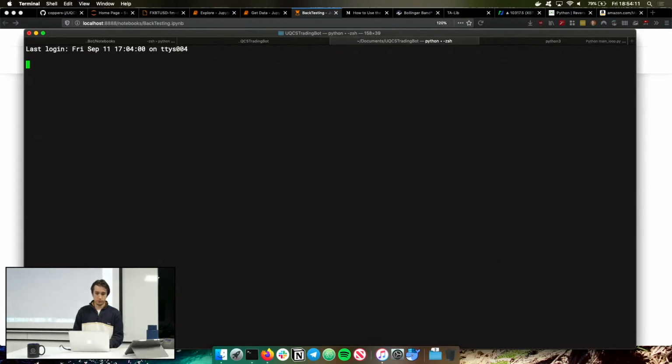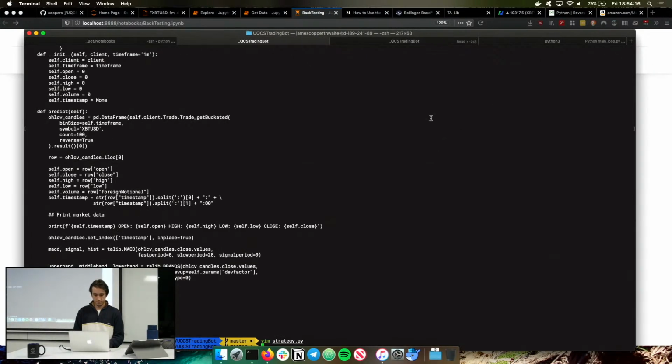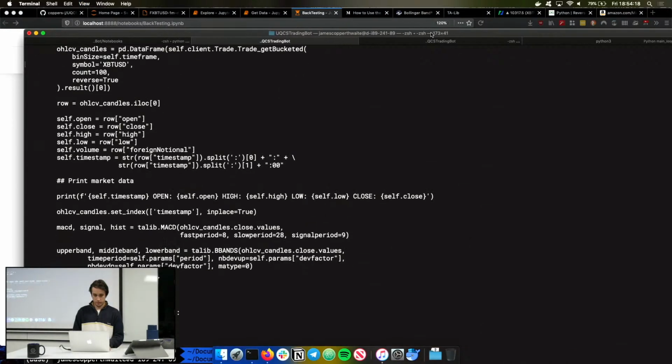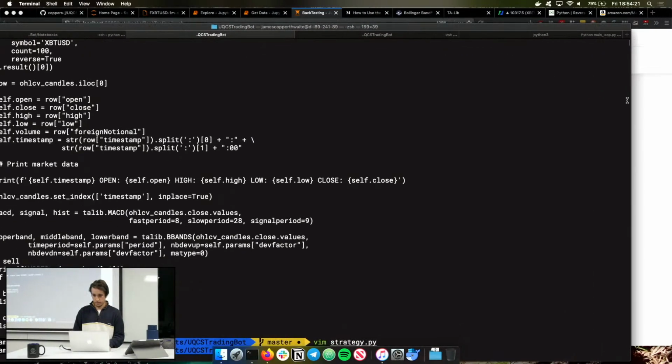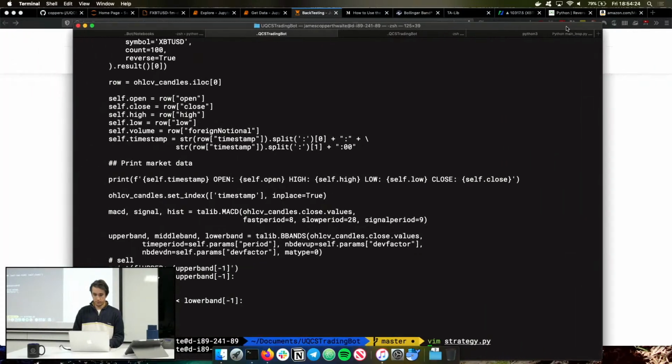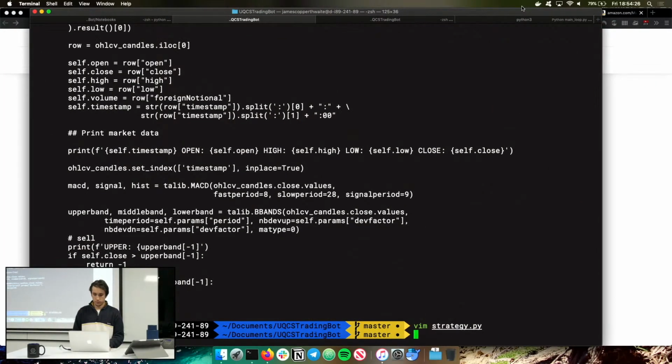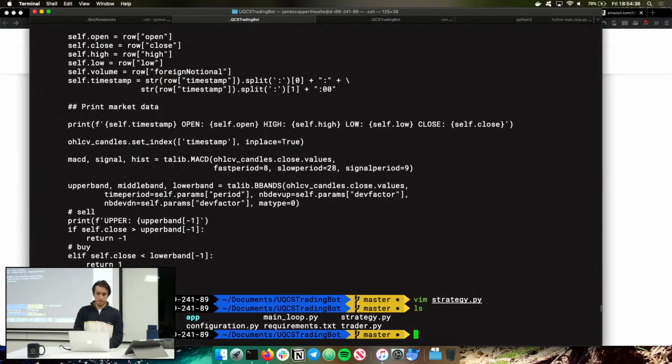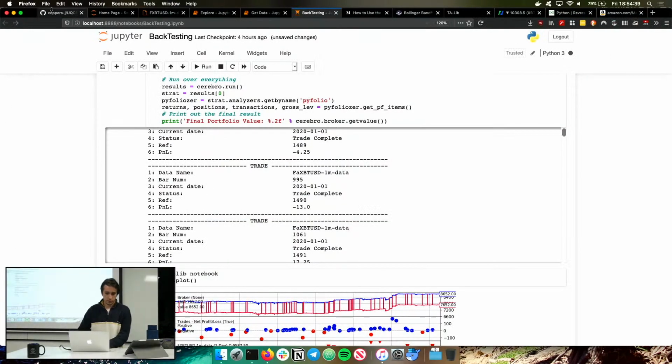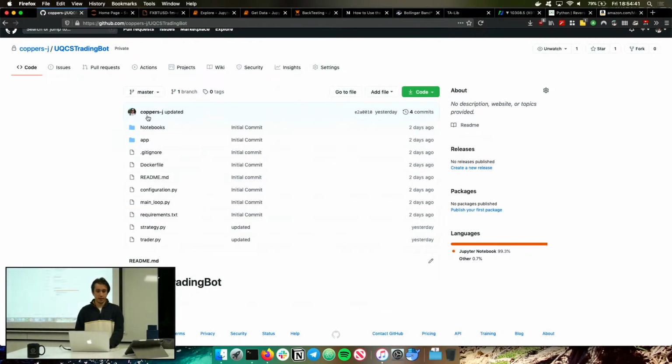Sorry, the computer's running quite slow, especially with ZSH. This tab. All right. Is that font size good for everyone? Okay, so this will all be in this repository. It's currently private because I need to remove some keys and whatnot.